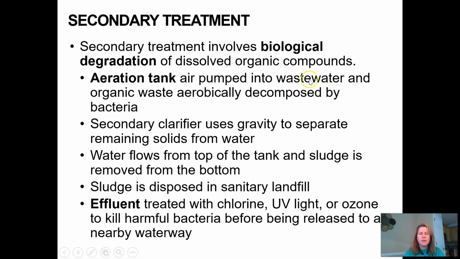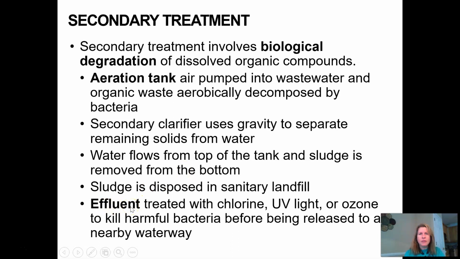Secondary treatment is where we're going to be breaking down the waste that remains in the water. So this is a biological process. We have an aeration tank where we're going to pump it full of air. That's where the microbes are. They're going to be decomposing the waste. And then we have what we call a secondary clarifier where we're going to settle out whatever solids remain in the water. And then we'll be left with what we call effluent.